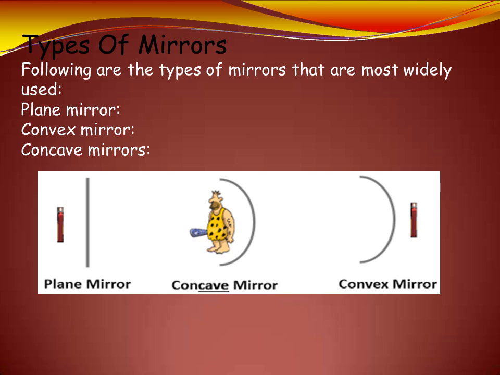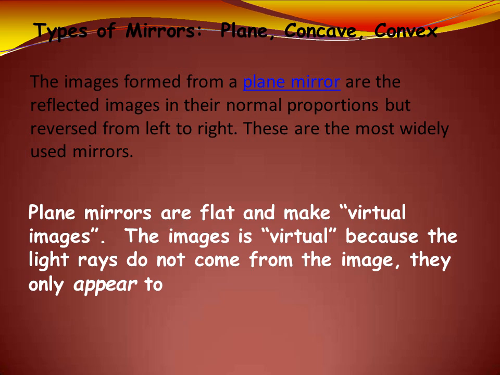We can see here the plane mirror: the object is here and the mirror is here. In the concave mirror, the object, it is an ancient man, is inside the mirror, so it is concave. That's why I called it a cave. Then we have convex. The image is outside, at the exterior of the mirror. Then we will move towards the plane mirror.